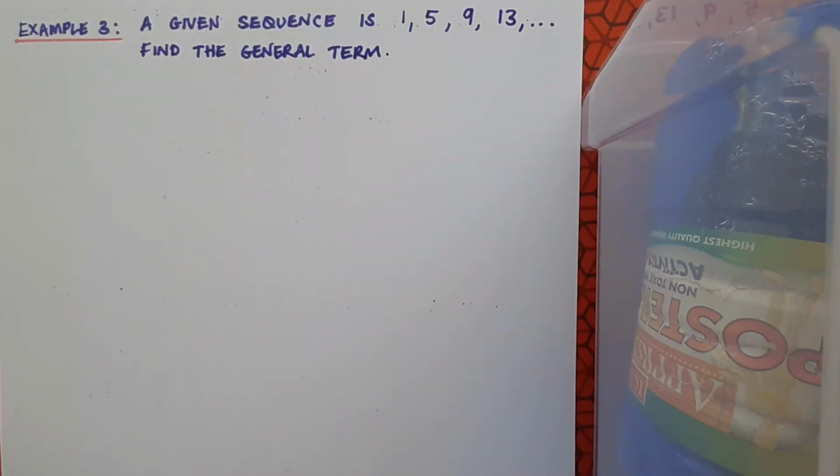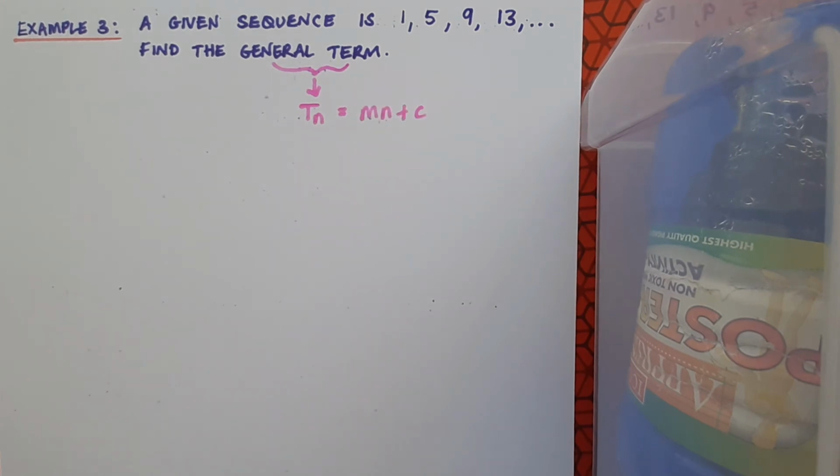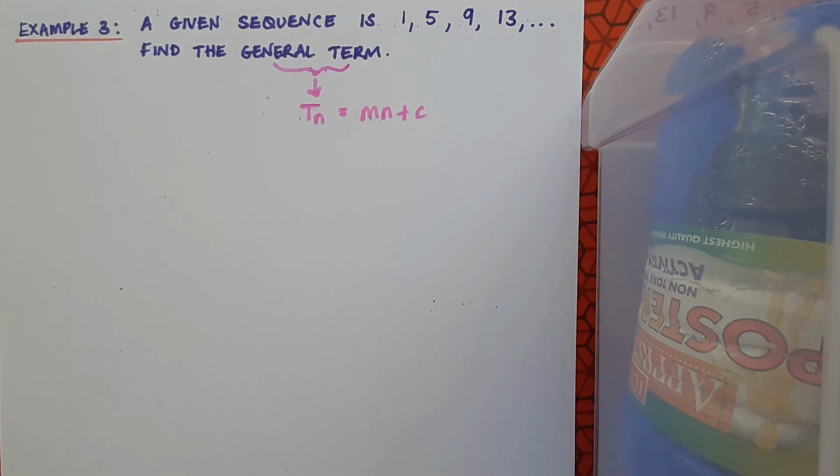Here's our third and last example. So we're told that a given sequence is 1, 5, 9, 13, and I want to find the general term. Remember that when we say general term, we just mean Tn, or the nth term. Remember there's a little formula for Tn, so it's mn plus c. Okay, so again, we're going to list out our sequence. I only have the first 4 terms, that's all I can write down. Term 1, term 2, term 3, term 4.